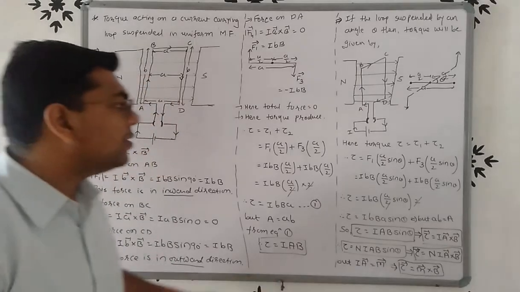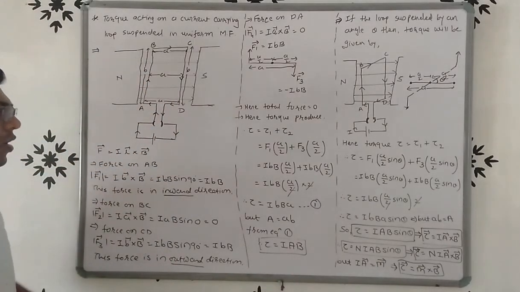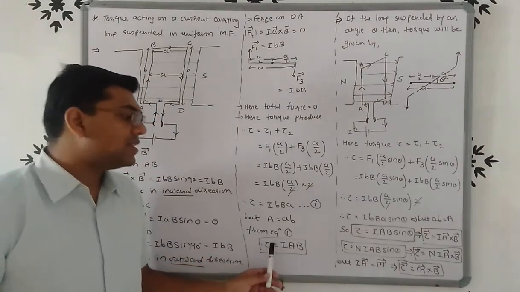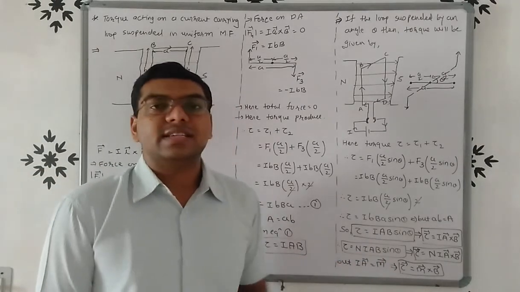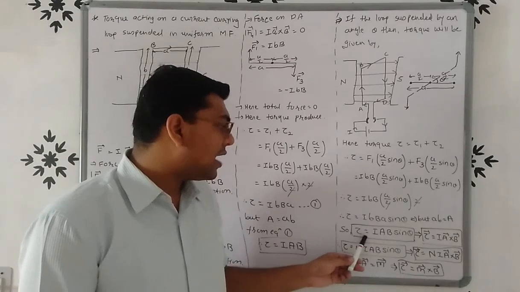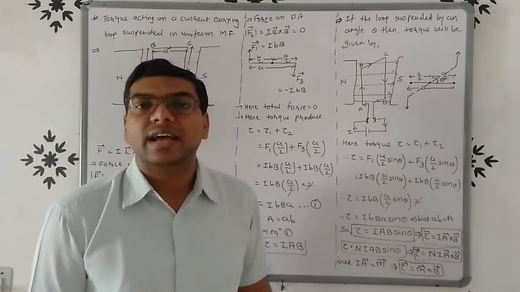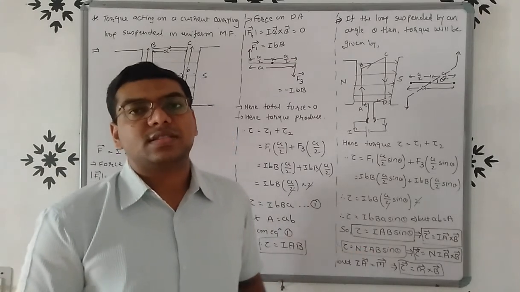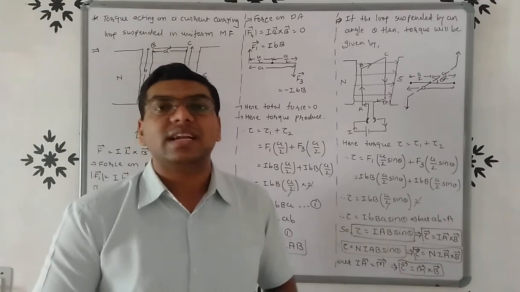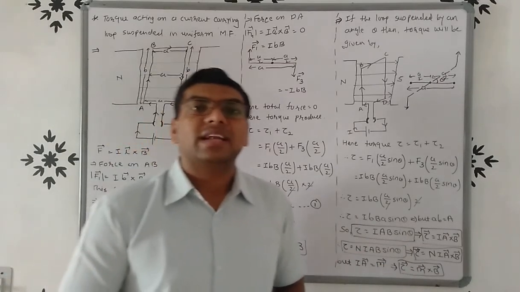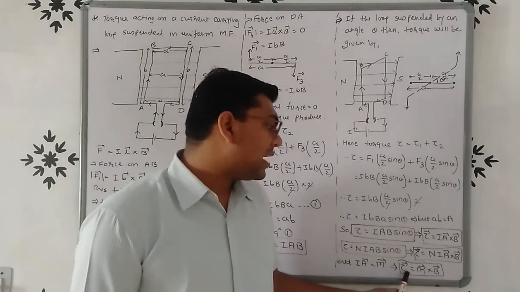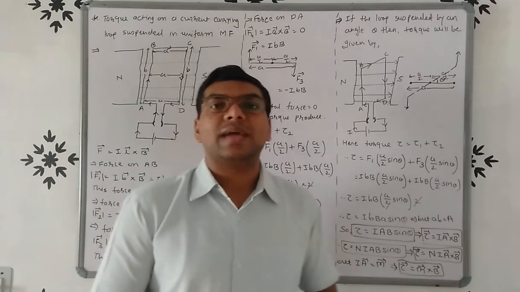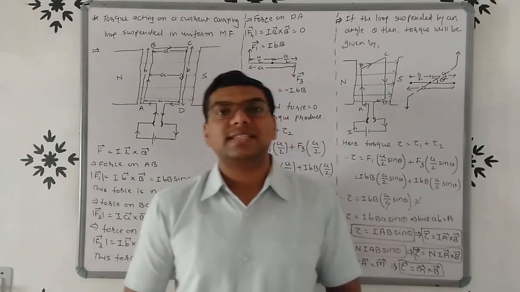Friends, you have to remember the formula of torque. This tau is equal to IAB. Then if there is an angle, tau is IAB sin theta. If there are n number of turns, then nIAB sin theta. Then magnetic moment M is equal to IA. Then torque tau is equal to vector M cross vector B, that is MB sin theta.